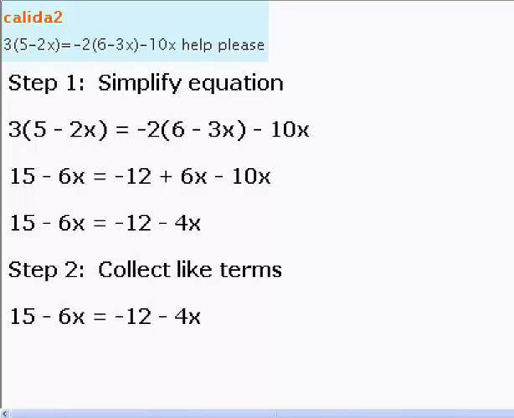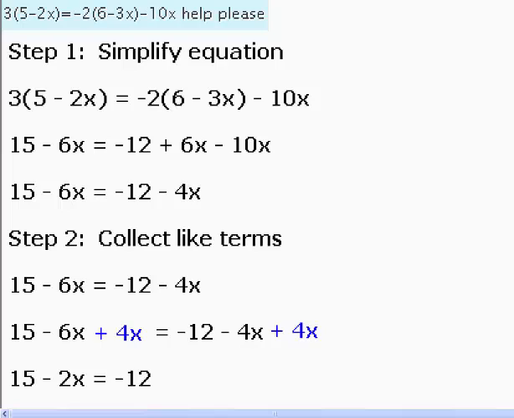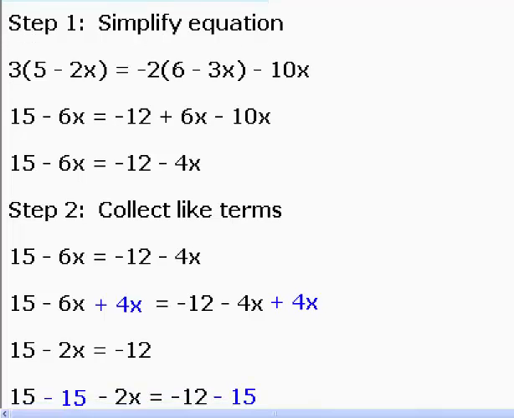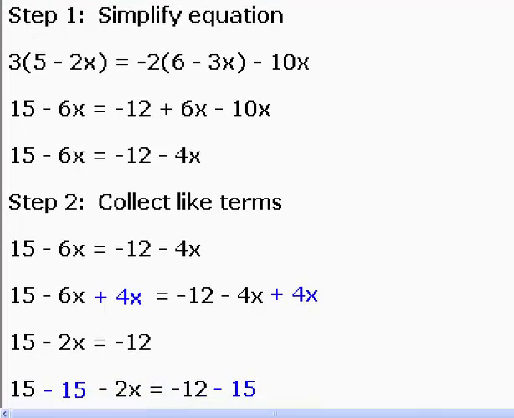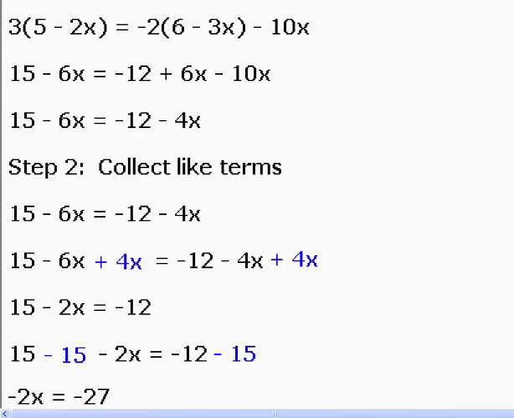It is subtracting, so therefore we have to add 4x to both sides of the equation. After adding 4x to both sides of the equation, we find that 15 minus 2x is equal to minus 12. Now we have to get rid of the 15 because it is a constant on the left-hand side of the equation. And we do that by subtracting 15 from both sides of the equation, and this reduces to minus 2x equals negative 27.